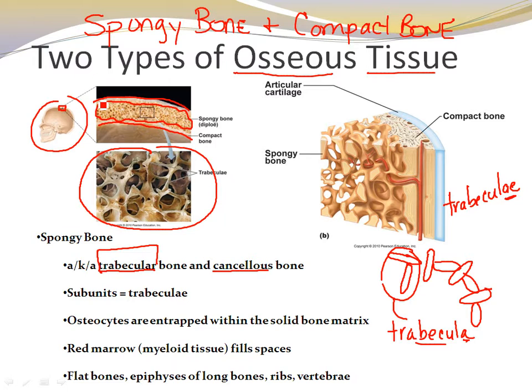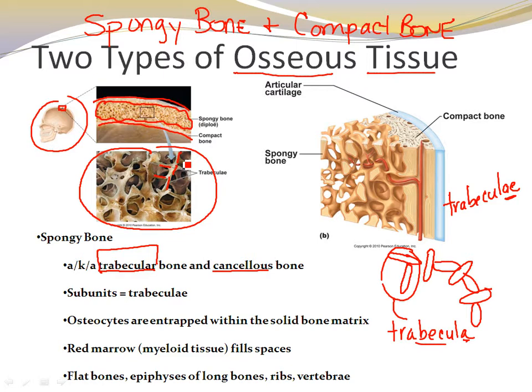And if you zoom in really, really closely, this is what it would look like here. You can see those T-shaped structures that are being linked together to make that spongy bone. And those are called trabeculae or trabeculi. Those are the subunits, the building blocks of the spongy bone.